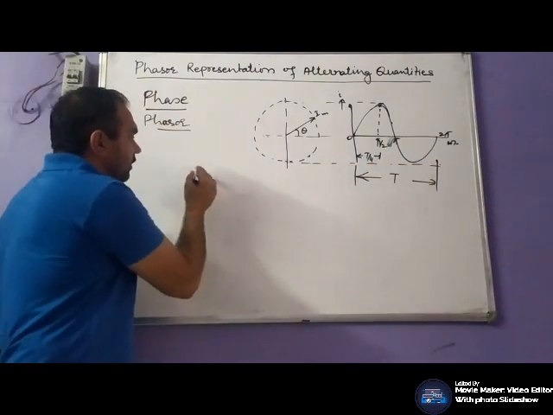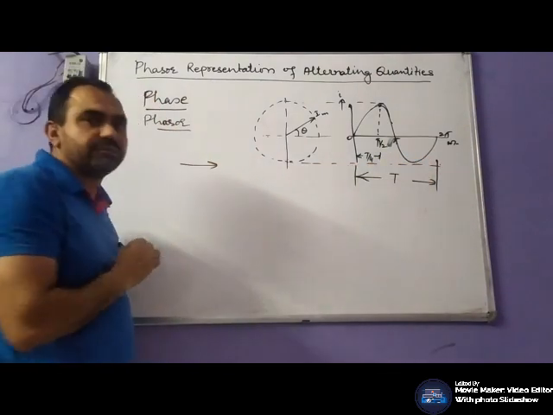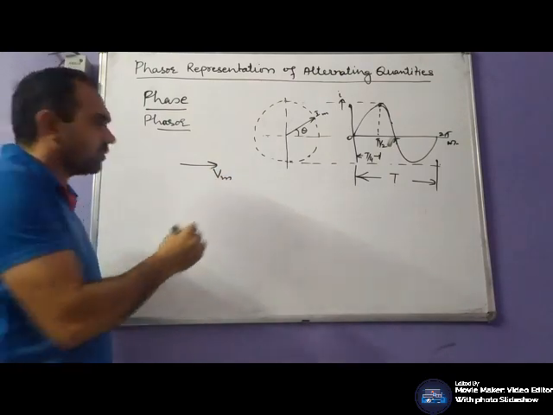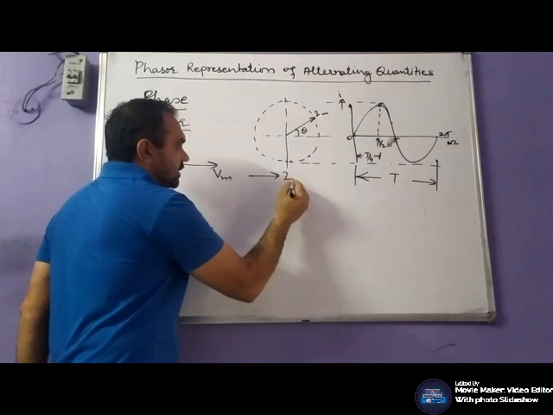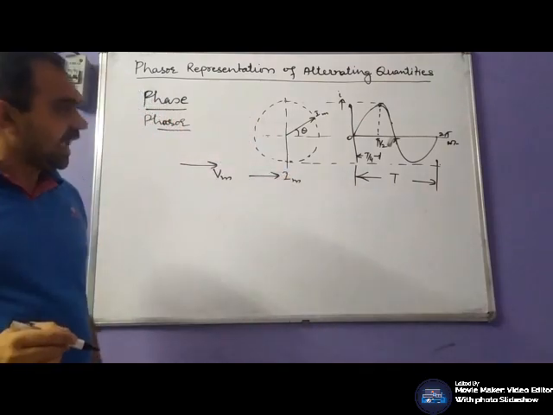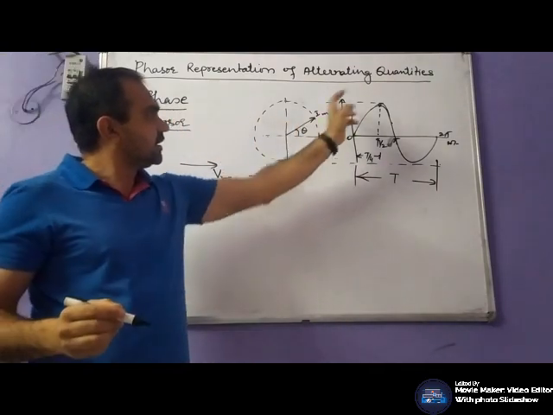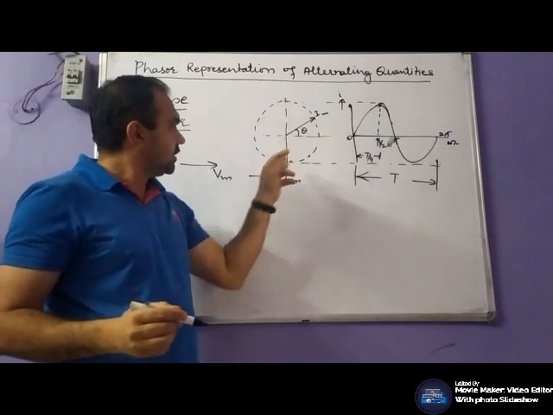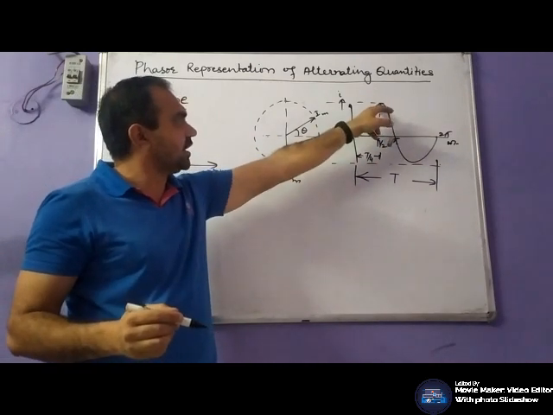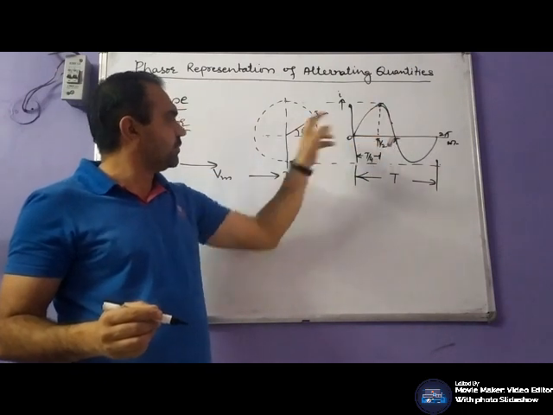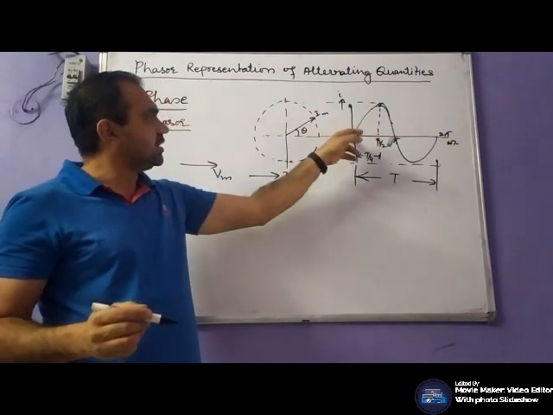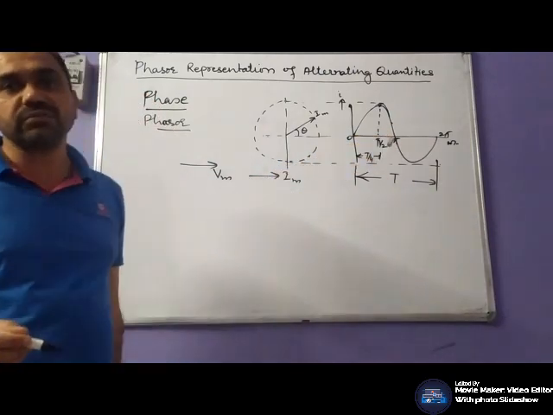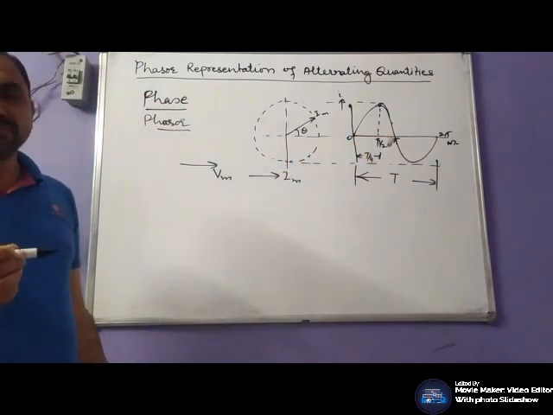For example, we want to represent phasor for voltage, so this is V. For current, this is I. The angle will represent the phase, how much your alternating quantity is in phase with reference to its initial position or with reference to its reference point.